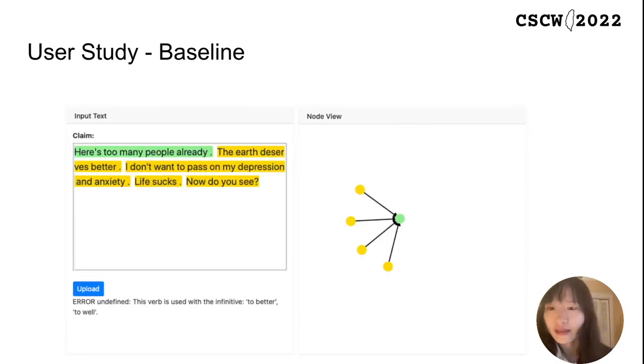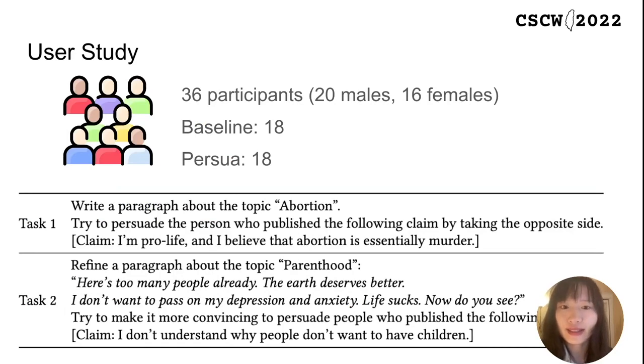To evaluate our system, we conduct a between-subject study and we construct a baseline. The baseline shows the structure of the arguments, which is similar to the main feature of the work proposed before. We recruited 36 participants, 18 for the baseline group and 18 for the Persua group. We asked them to conduct 2 tasks. The first one is to write a paragraph about the topic abortion. And the second one is to refine a paragraph about the topic of parenthood.